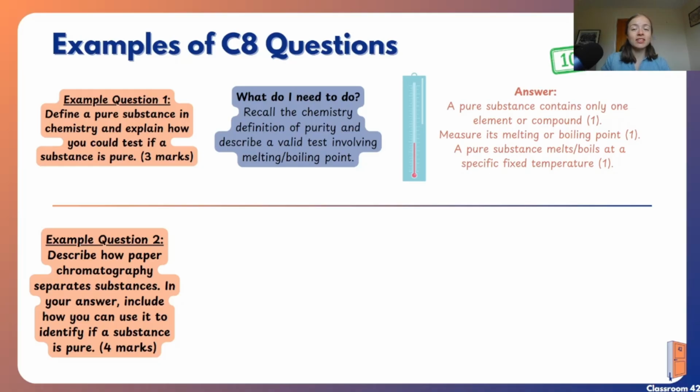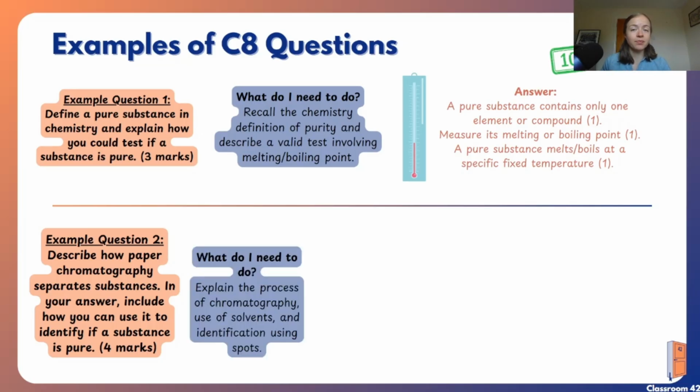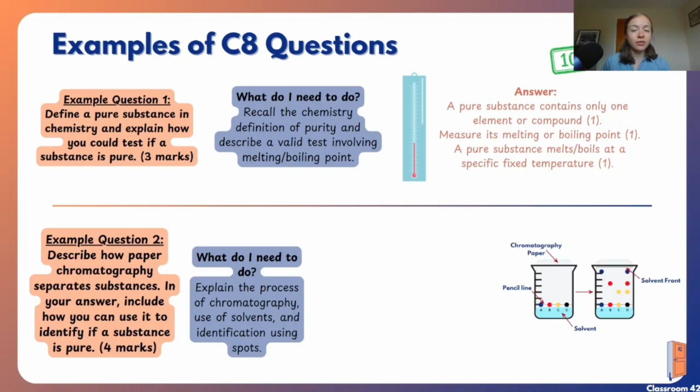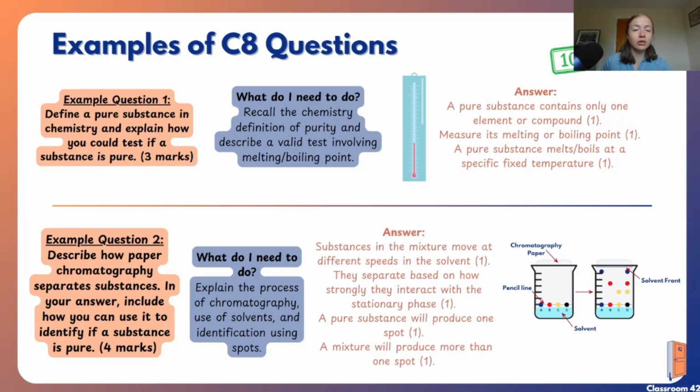So question 2 is describe how paper chromatography separates substances, and in your answer include how you can use it to identify if a substance is pure. We've already gone through this quite a bit already, but for this question you need to explain that process of chromatography, the use of solvents, and identification using spots. I've given a little diagram there.